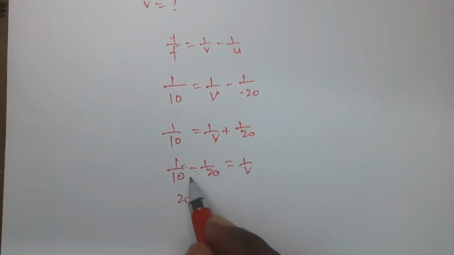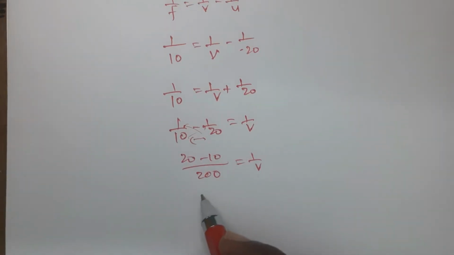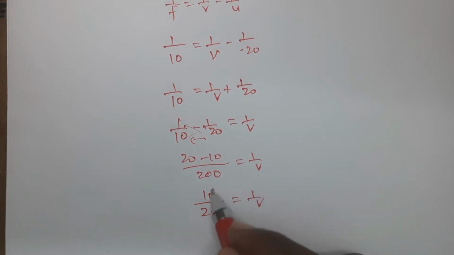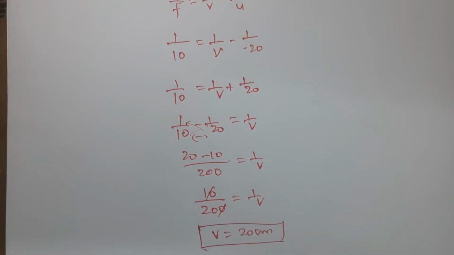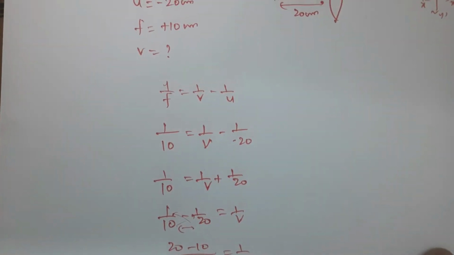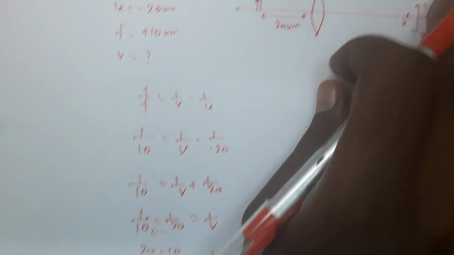So 20 minus 10 by 200 is equal to 1 by V. 20 minus 10 is 10 by 200. Then 1 by V, the zeros are going to cancel. So we take the reciprocal. V is equal to 20 centimeter. This is the image distance formed by this convex lens. So V is equal to plus 20.